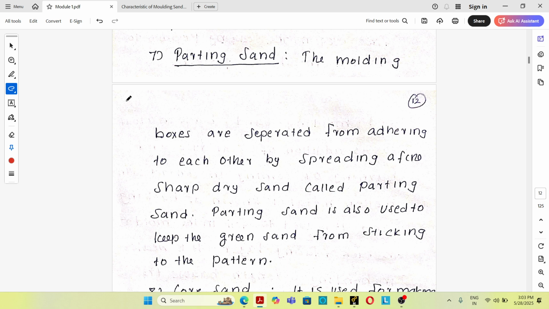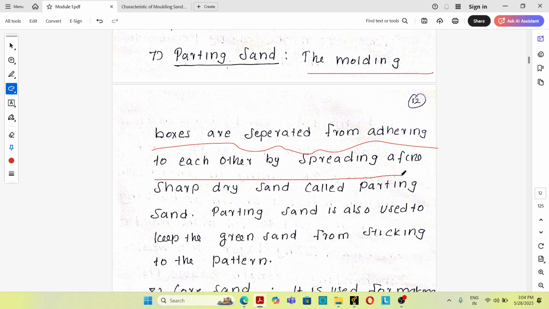The seventh one is parting sand. What's the purpose of parting sand? The main purpose of parting sand is to prevent the two parts of the sand casting mold from adhering to each other. The molding boxes are kept from adhering to each other by spreading a fine, sharp, dry sand called parting sand. That's the important point of parting sand.